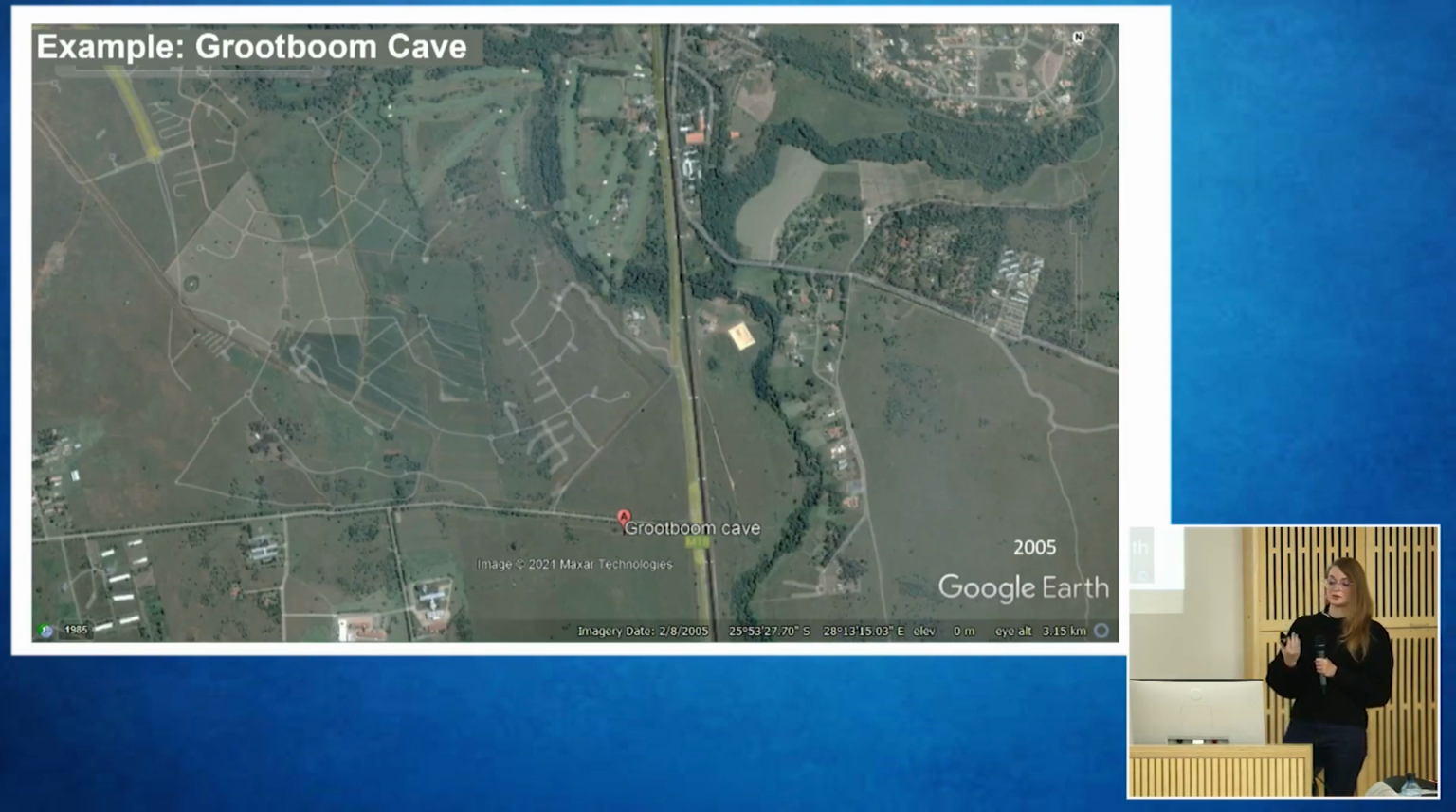And I can show you a nice example of this change happening. This is the Grootboom Cave, and it's one of the caves that we visit monthly to sample, and there's a population of Miniopterids living in this cave and one Rhinolophus that we sometimes catch. So this picture is from 2005, and you can see that there is some urbanization in the surrounding area, but mostly it's a natural landscape.